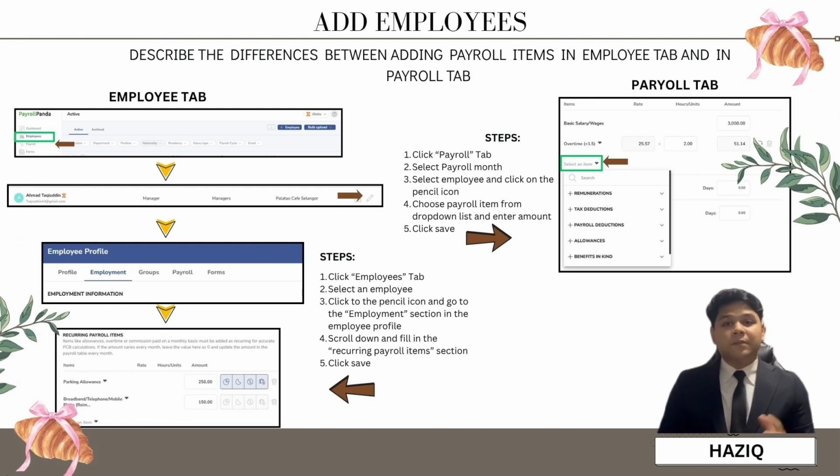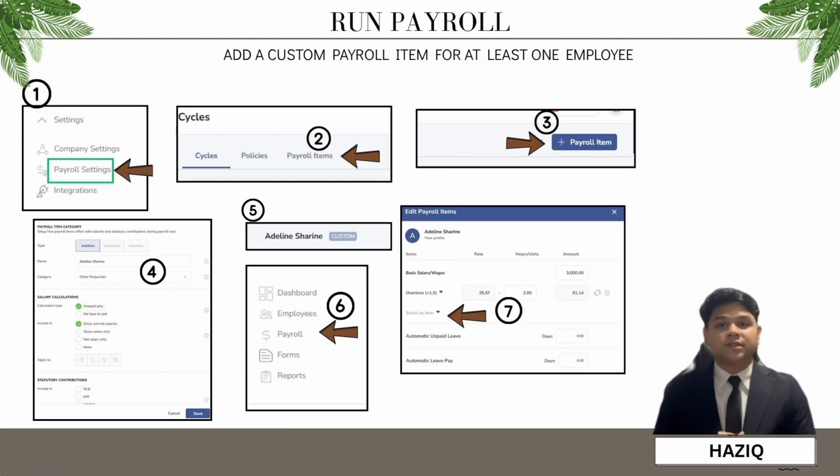Adding payroll items in the Employee tab is used to assign recurring payroll items to a specific employee with a fixed amount every month. Meanwhile, adding payroll items in the Payroll tab is used to add one-time payroll items for the current payroll period only. You can select multiple employees at the same time. The amount entered can be different for each employee and may vary from month to month, depending on the payroll requirement.